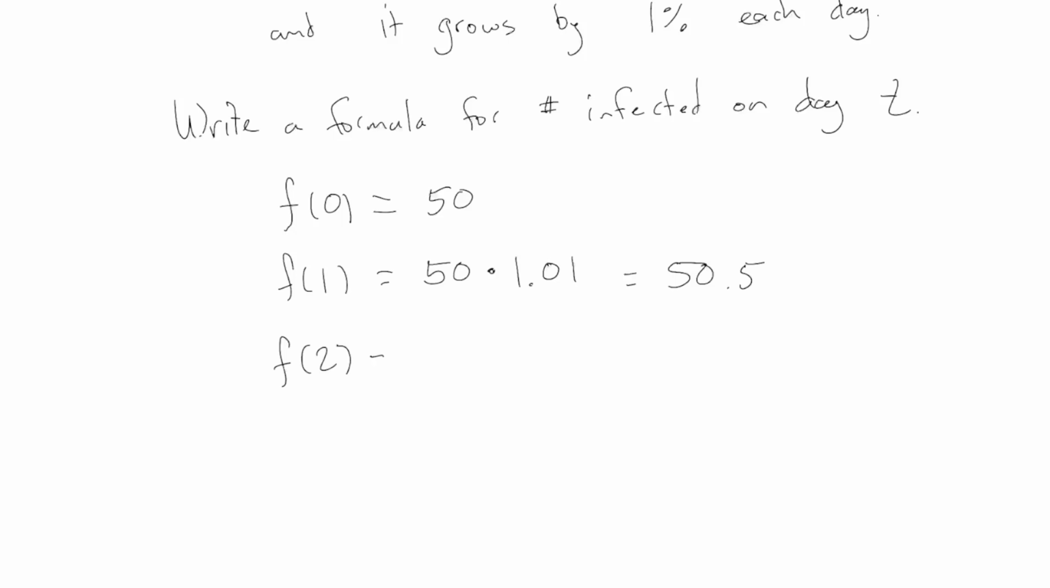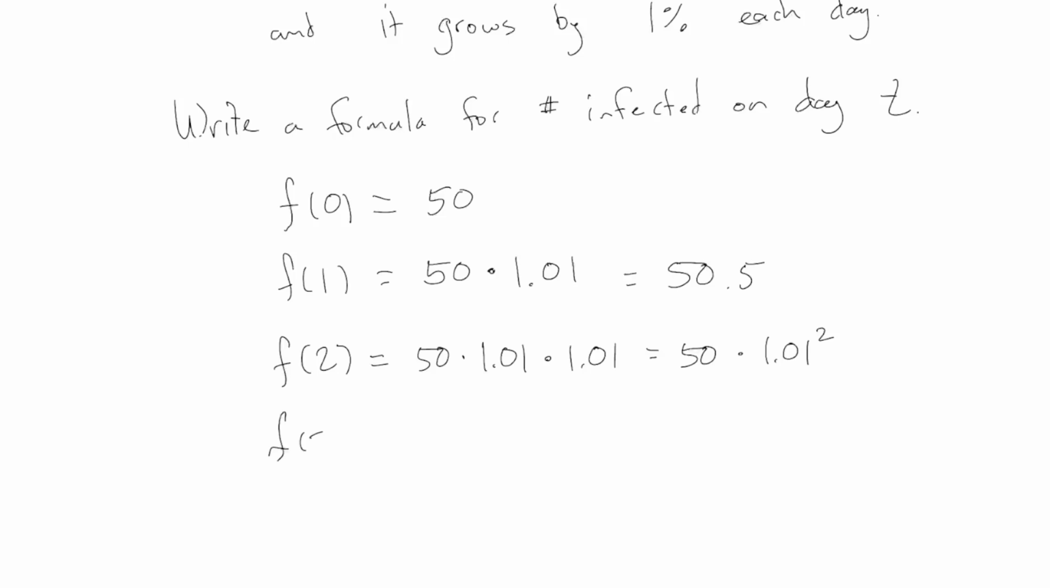F of 2. This would be the same thing from the first day, but then you go times 1.01 again, right? Because whatever it grew to in the first day, it will grow again in the second day, and the way you work out the growth in the second day is again by multiplying by 101%, which is 1.01. Now this, I don't know how to do without my calculator, but if I were doing this, just to simplify a little bit, I could write it that way, right? 1.01 squared, because that's what it is.